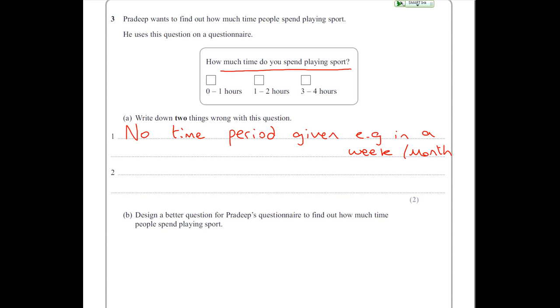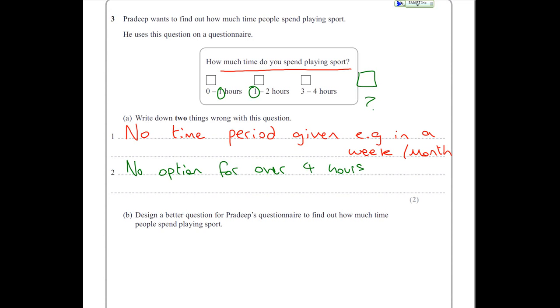The second problem is the boxes. What if you played sport for 1 hour? There's an overlap. What if you've played sport for 5 hours? There's no option for you. So just pick one of those, you only need 2 points. No option for over 4 hours.